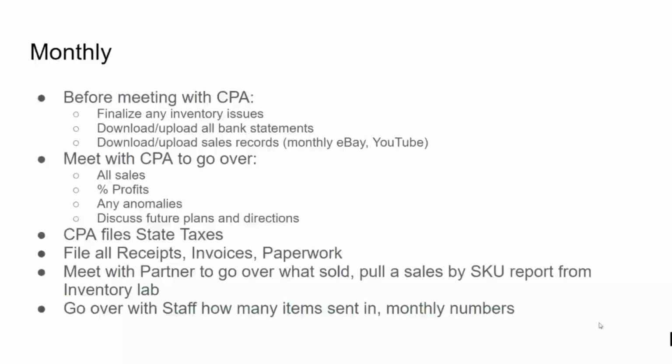For my CPA, before meeting with her, I need to finalize any of my inventory issues. Usually not a big deal. Every once in a while, cost of goods will get entered incorrectly or something to that effect. And then I need to make sure my eBay inventory is up to speed. I need to upload all my bank statements and any sales records she does not have the ability to pull. There's a couple of them she can do, like eBay. I need to do YouTube. There's just a couple that I need to pull. All in all, it does not take me long to get everything squared away for my CPA.